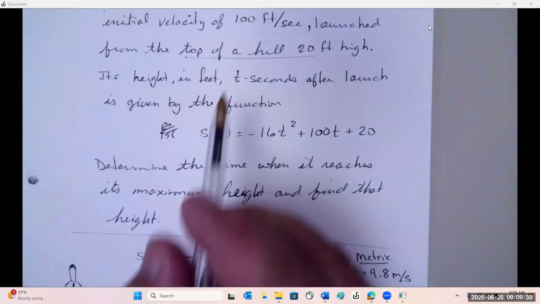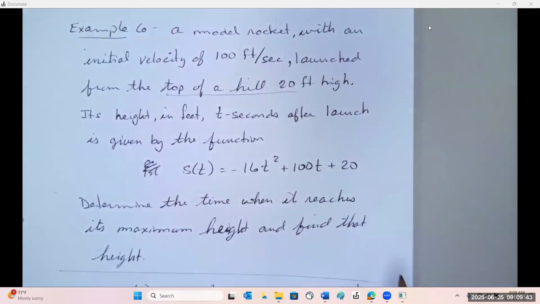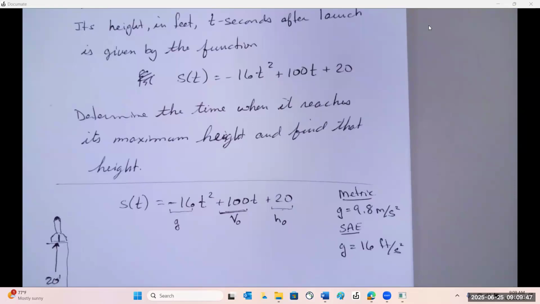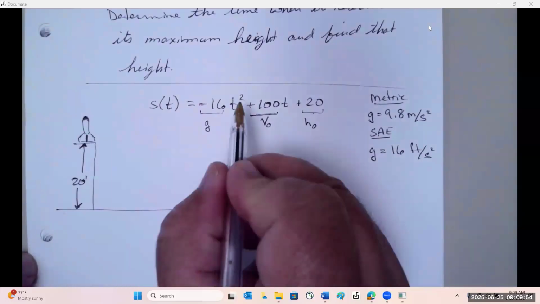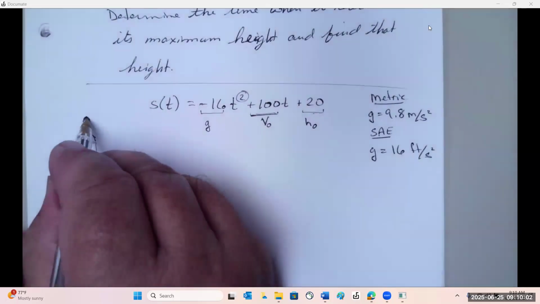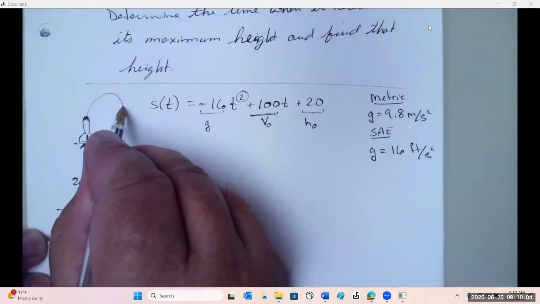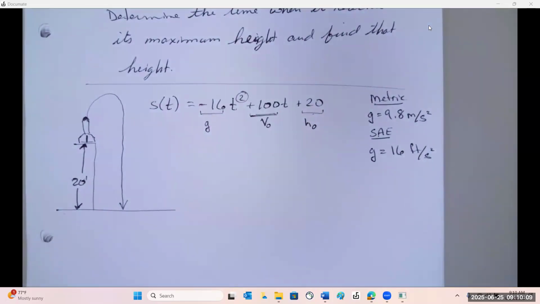Now, since they said we're at 100 feet per second, that's our initial velocity. Actually, it's 100 feet per second squared. It's an acceleration. Gravity's acceleration. Because of this, we know the graph looks like what? It's a parabola. So we know once the rocket takes off, it has to come back down to the ground.